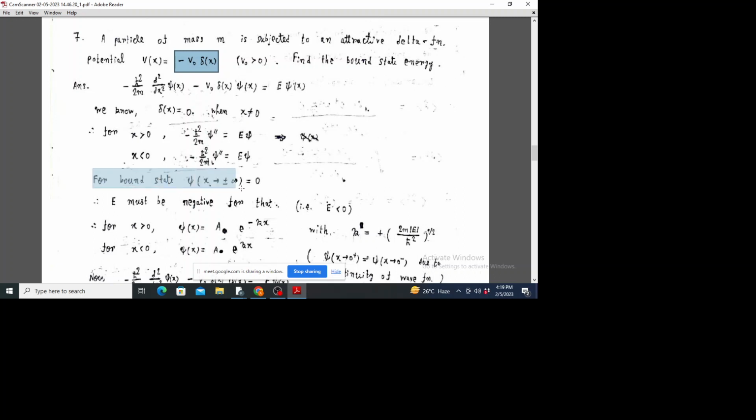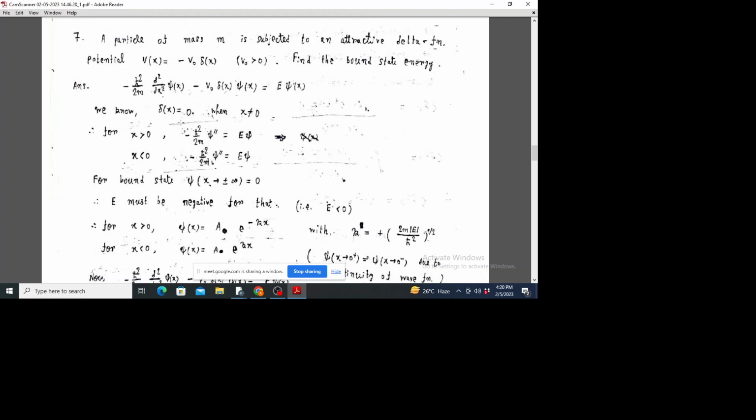An alternate characterization of the bound state is this one also: psi at x tends to plus minus infinity has to be 0. Otherwise, for example, for a free particle it is oscillatory, so that is why it's not a bound state. So for a bound state, psi at x tends to plus minus infinity has to be 0 also.